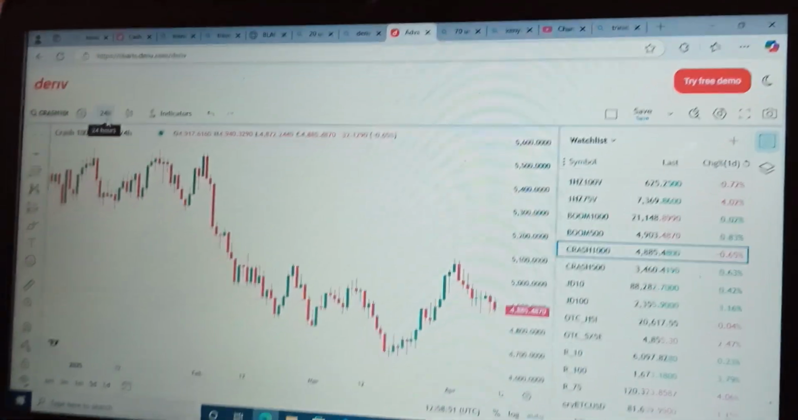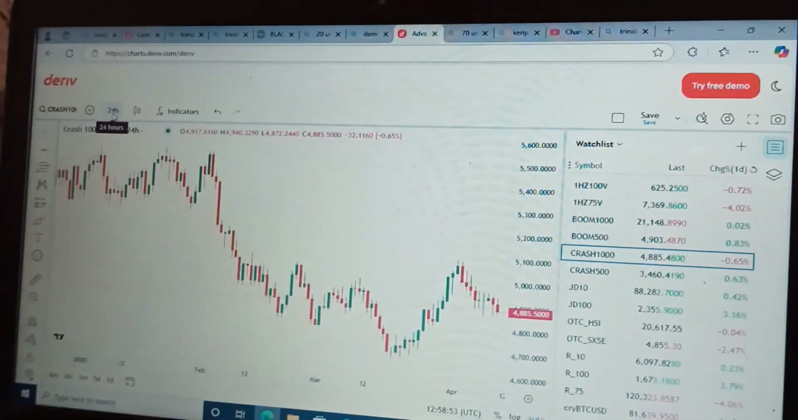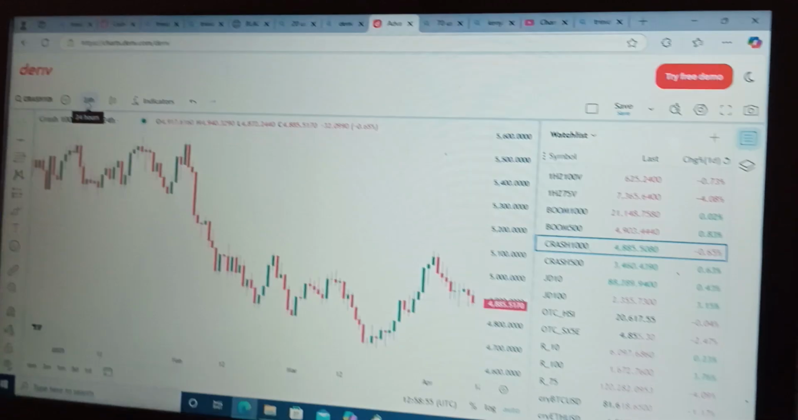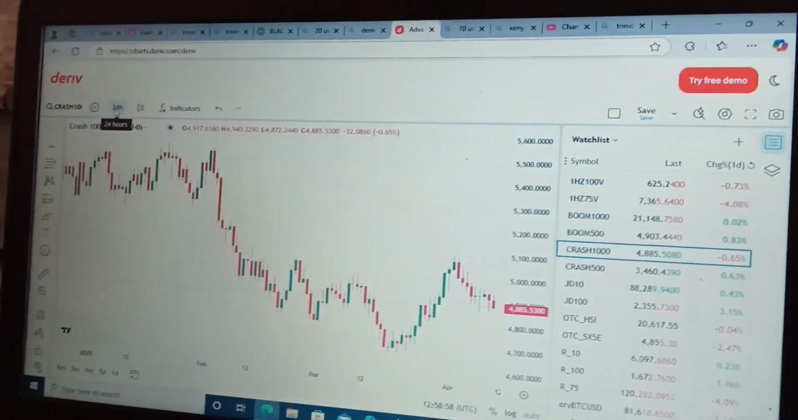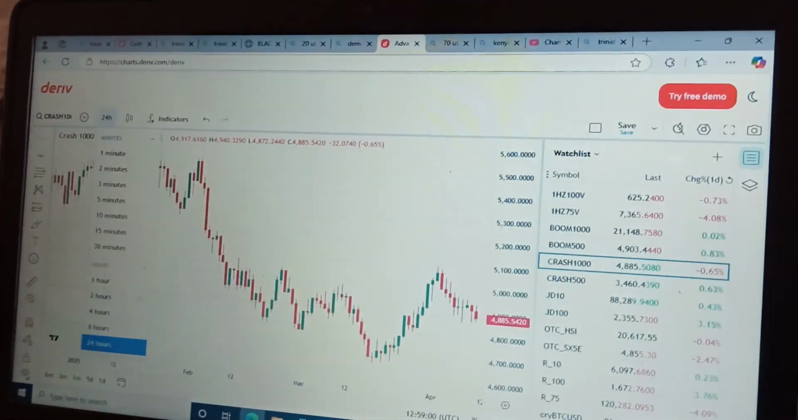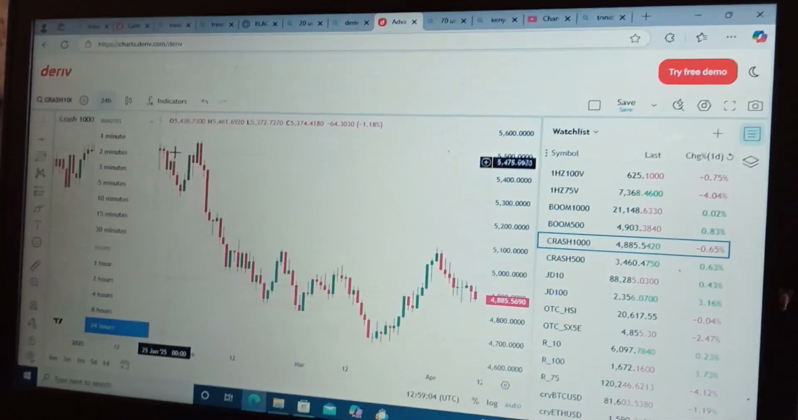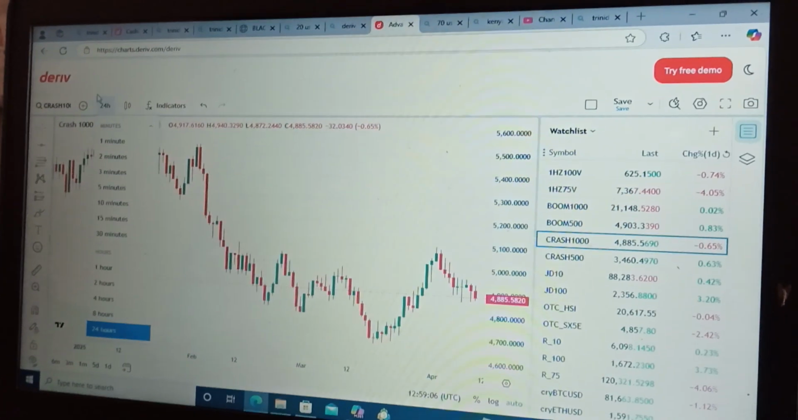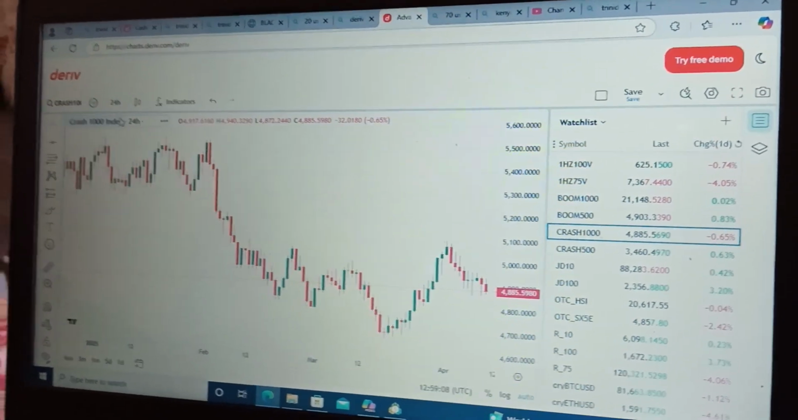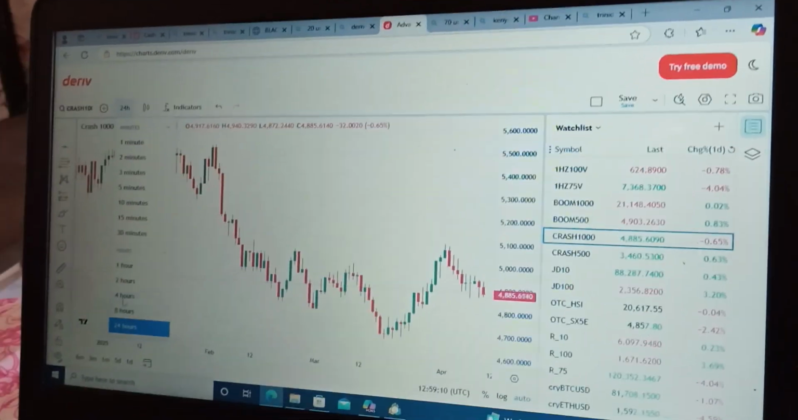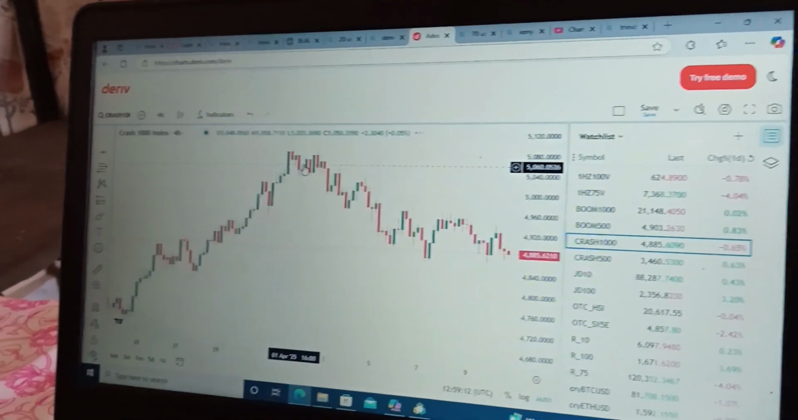Remember, guys, we said we always start with the top-down analysis. You start from the higher time frame. There are people even who start on the weekly time frame. If you wish, you can start on the weekly time frame. But with synthetic trading, normally I start with the 24-hour time frame. After the 24-hour time frame, we go to the 4-hour time frame. You see what's happening in the market.